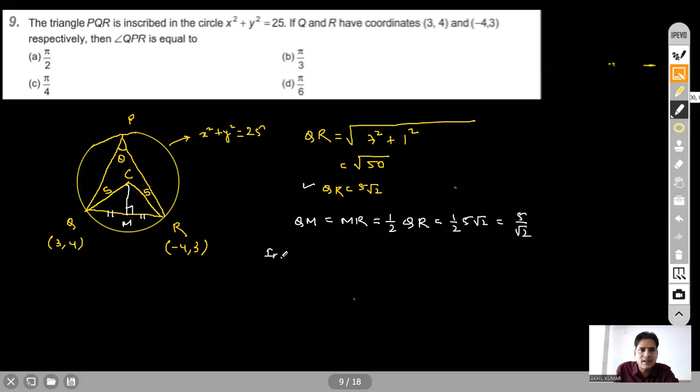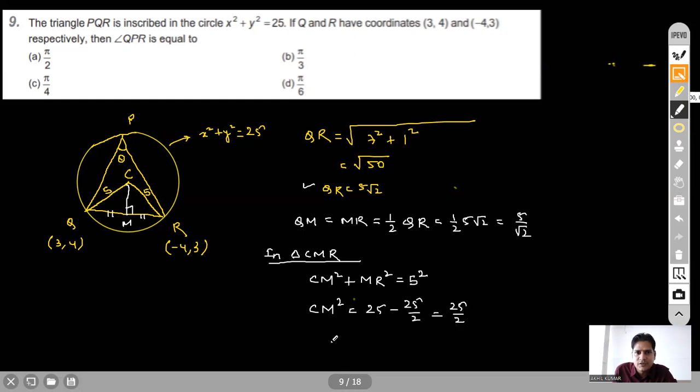So if you see in triangle CMR, I am applying Pythagorean theorem. So it will be CM square plus MR square is equal to 5 square, right? So from here, we know the value of MR, so we can find the value of CM. So CM square is nothing but 25 minus MR square. What is MR square? MR square is 25 upon 2. So our CM will become 5 upon root 2. This will be the value of CM. So CM is equal to MR, right? CM is also equal to MR, and that is equal to QM also.